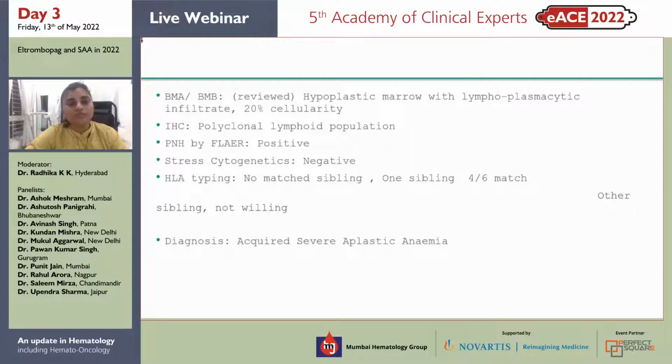So we reviewed the bone marrow aspiration and biopsy, which showed 20% cellularity, hypoplastic marrow with a lymphoplasmacytic infiltrate. Because somebody raised a suspicion of a skeletal lymphoma, we went ahead with IHC on the lymphoid population, which was polyclonal. PNH was positive, stress was negative. HLA: one sibling was half matched, the other sibling was not willing to donate. The diagnosis of acquired severe aplastic anemia was made in this case of a 35-year-old male.